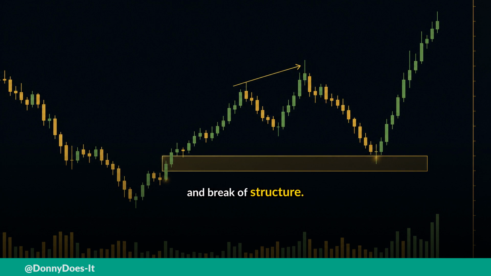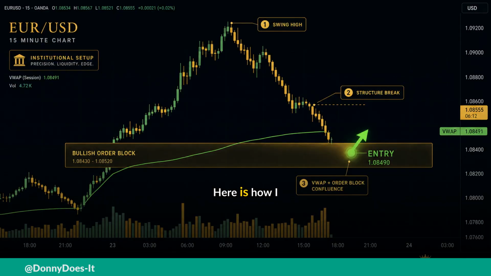The 2 SMC tools I use every single day are order blocks and break of structure. An order block is the last down candle before a strong bullish move. It marks where institutional buying entered the market. When price comes back to that zone, it often respects it as support. A break of structure is simply when price takes out a prior swing high. That tells me the direction has shifted and I should be looking for longs, not shorts. Here is how I combine VWAP with SMC for my highest confidence setups.